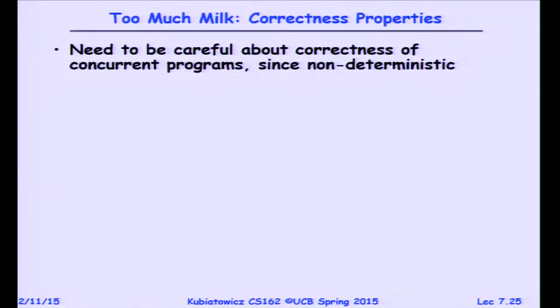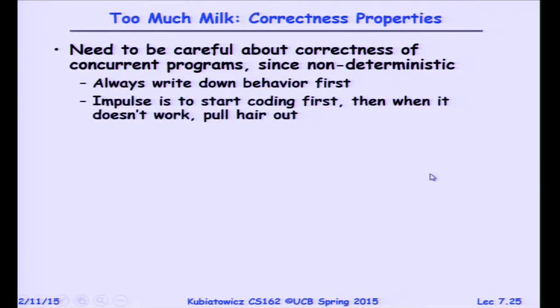What are our correctness properties? We need to be very careful about the correctness of concurrent programs. We've said that before. So here, we want to write down our behavior first and then try to write code for it. The impulse that everybody is going to have is to start writing code first and figure out what you intended to write later. Okay, don't do that. Instead, let's think first and then code.